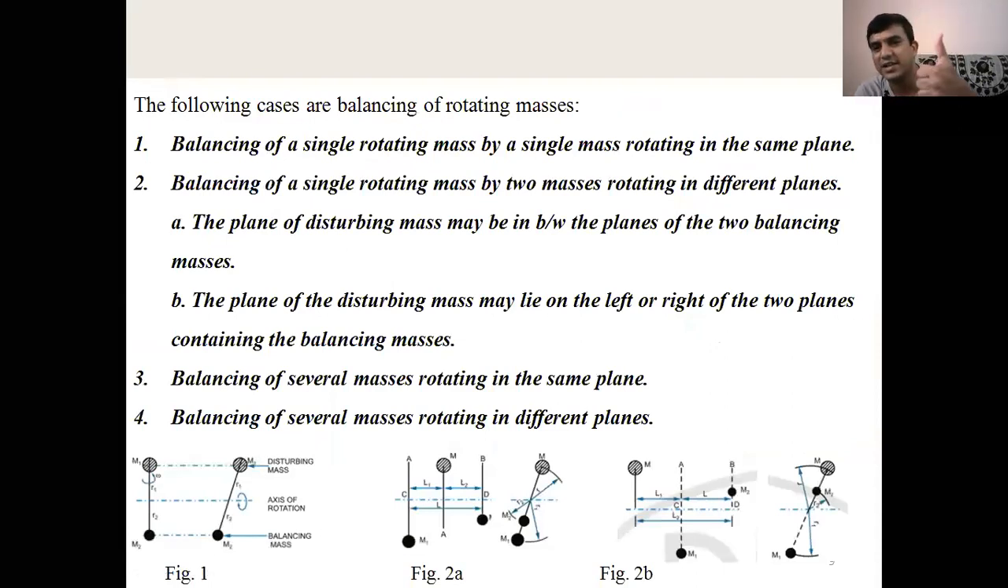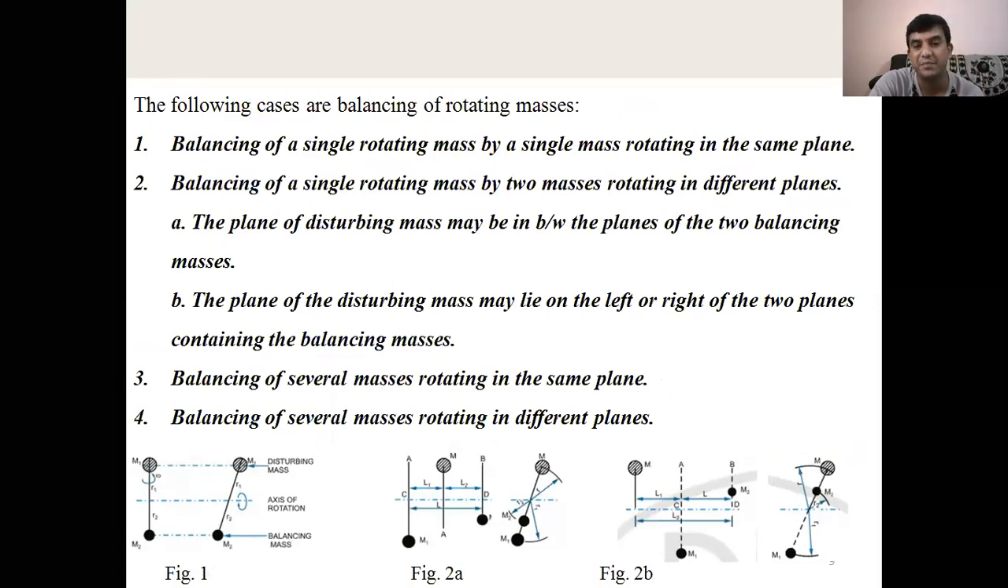Now see, these are the 4 different cases. One is balancing of a single rotating mass by a single mass rotating in the same plane. Second one, balancing of a single rotating mass by 2 masses rotating in different planes, meaning only one disturbed mass is there, and to make it balance, 2 counter masses will be used. Third case, balancing of several masses rotating in the same plane.